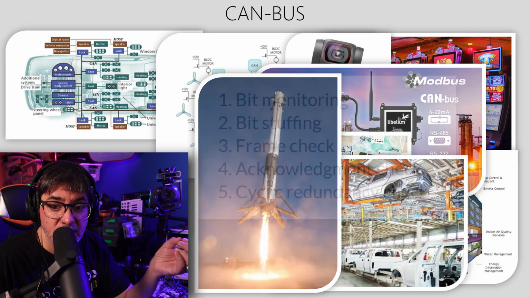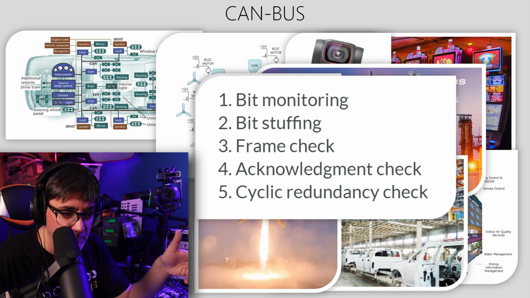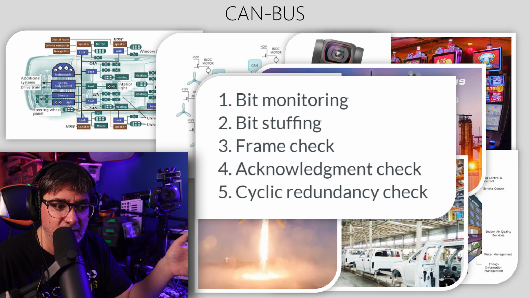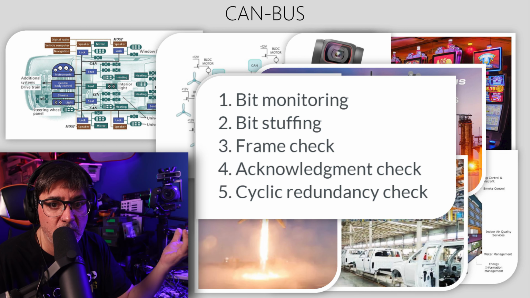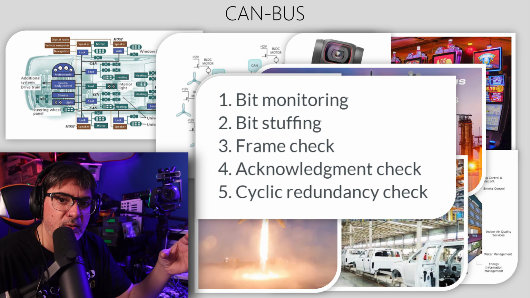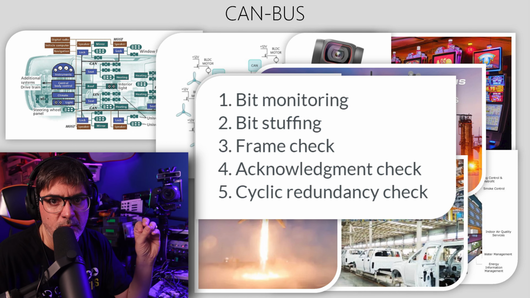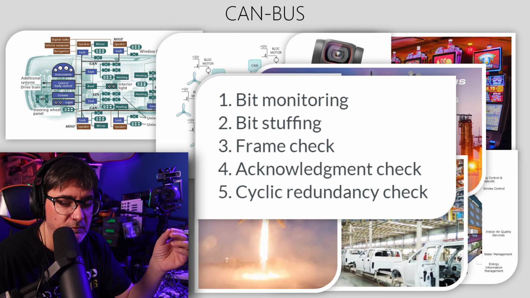Now, the reason why it's so trusted is because it has all these features, which is bit monitoring, bit stuffing, frame check, acknowledgement check, and CRC, which is a cyclic redundancy check, which is error correction. All these things work together to make sure that the information that you send is the information that you get.